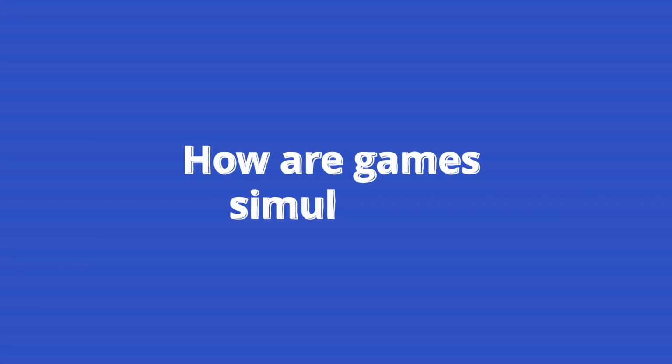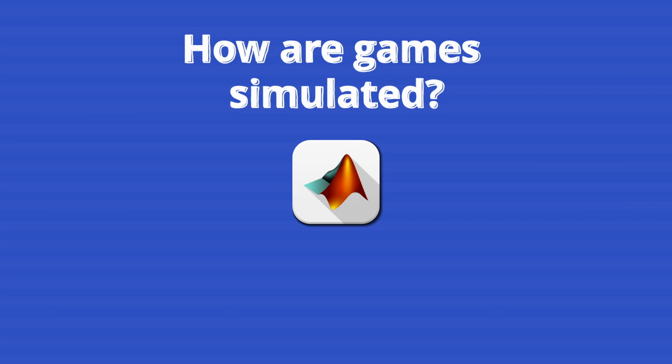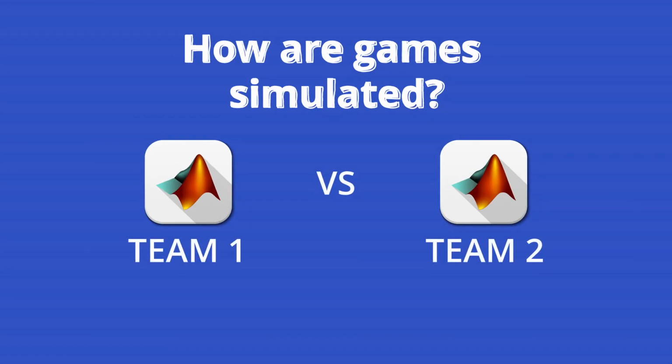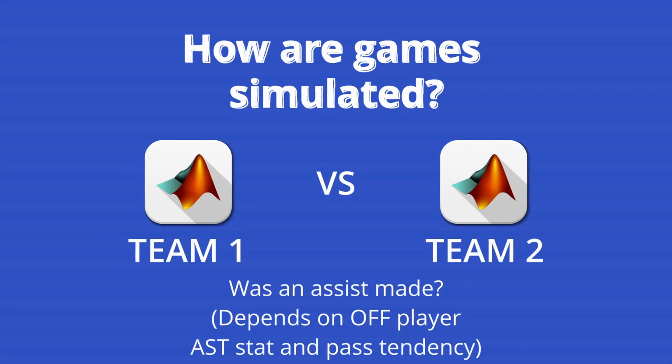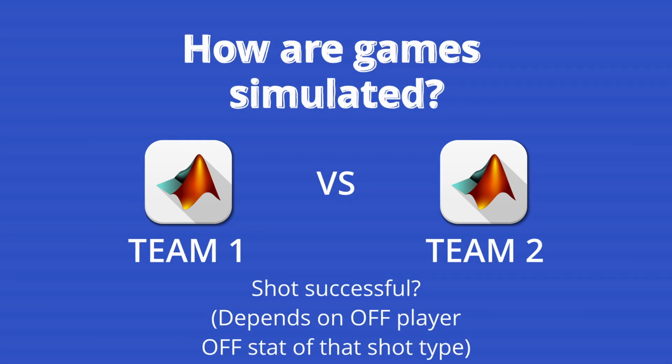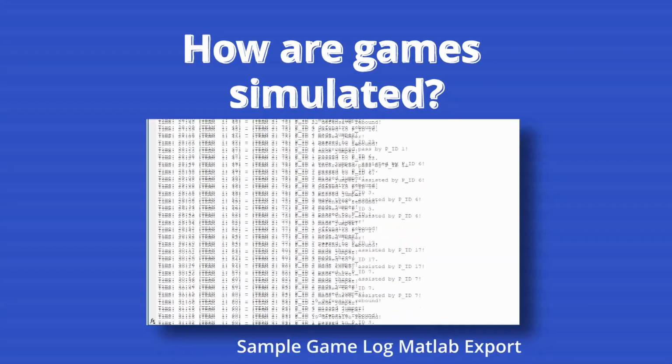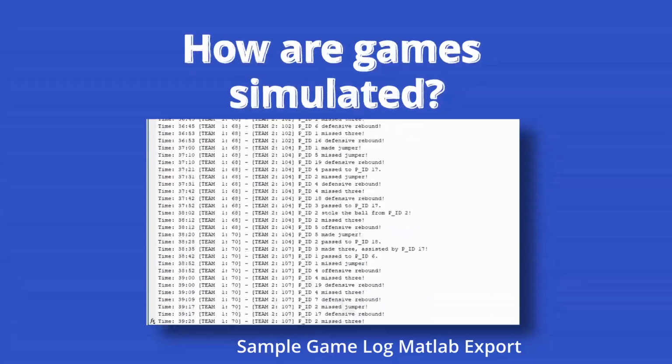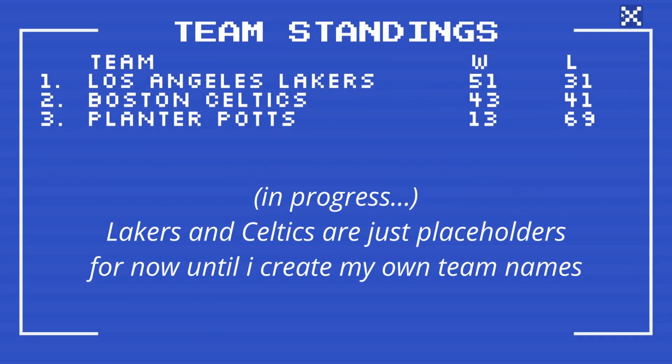So to simulate a game, I select two teams to go through a set of possessions that will check different states. States include: was an assist made? Was the shot a three? Was the shot blocked? And if it wasn't blocked, did the shot go in? After the game is over, the team standings will be updated. And then after a series of games, team standings can look like this, which is really cool.